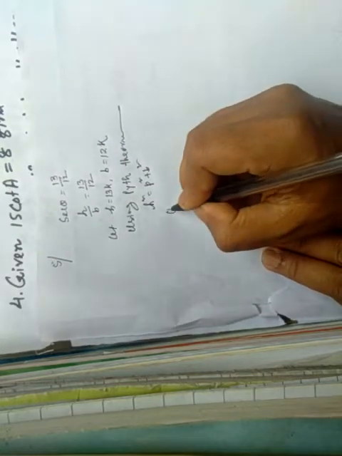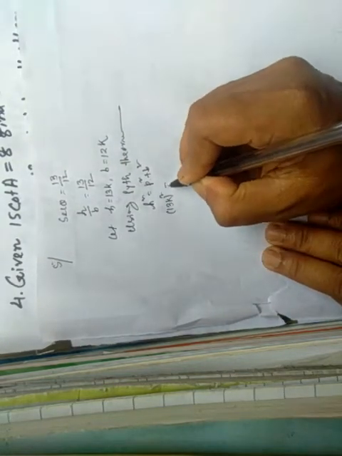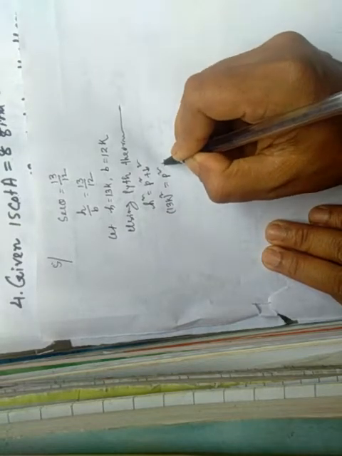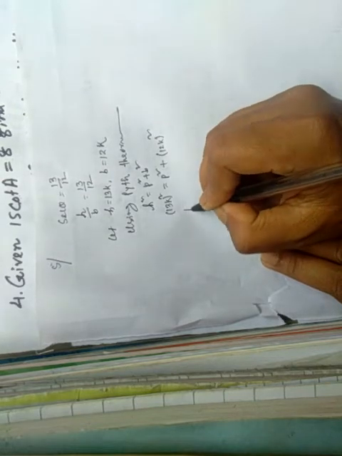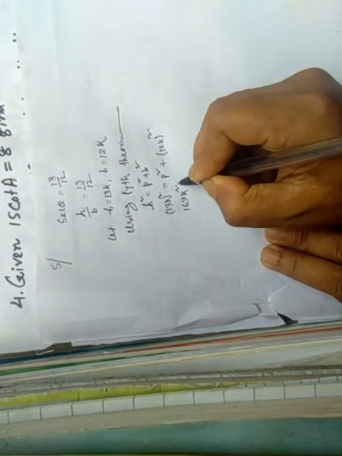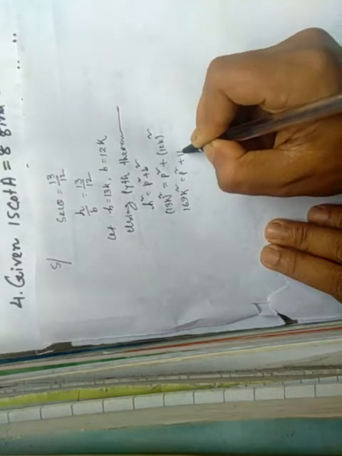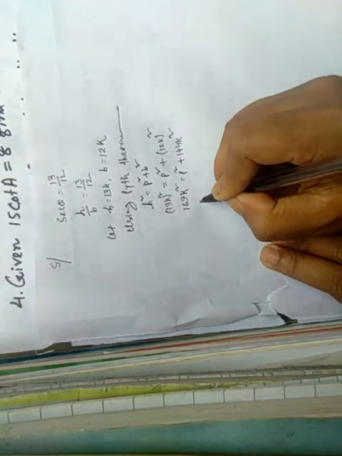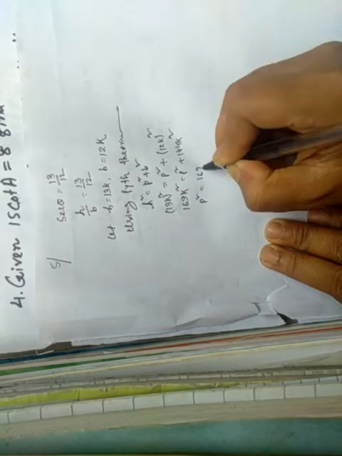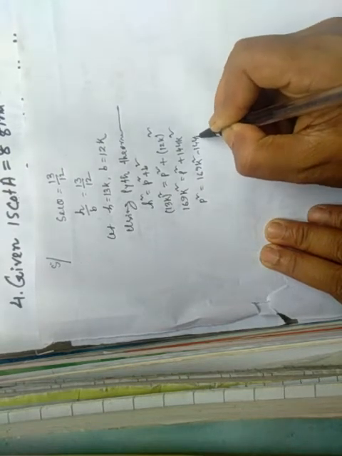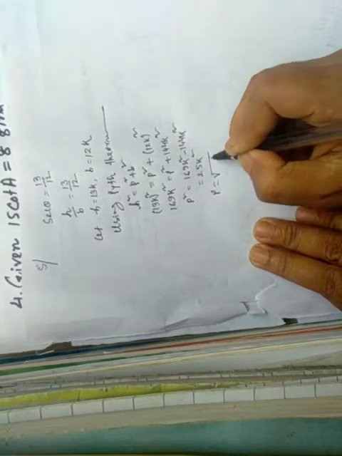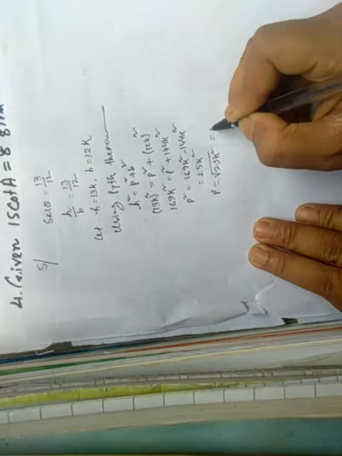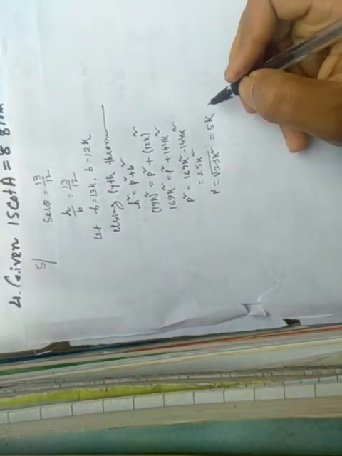The value of h is 13k, so (13k) whole square. The value of b equals 12k, so (12k) whole square. (13k) whole square, 13 square equals 169k square, equals p square plus 144k square. So p square equals 169k square minus 144k square. It has become 25k square. So p equals root over 25k square, that means 5k. Now we get the value of the perpendicular line also.